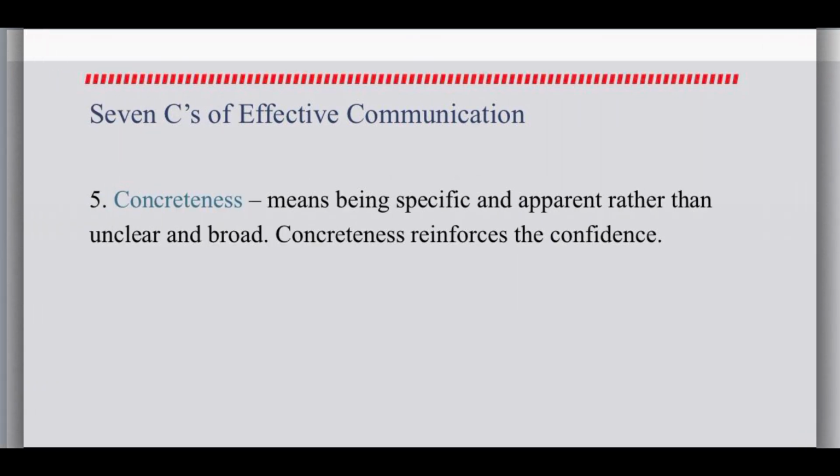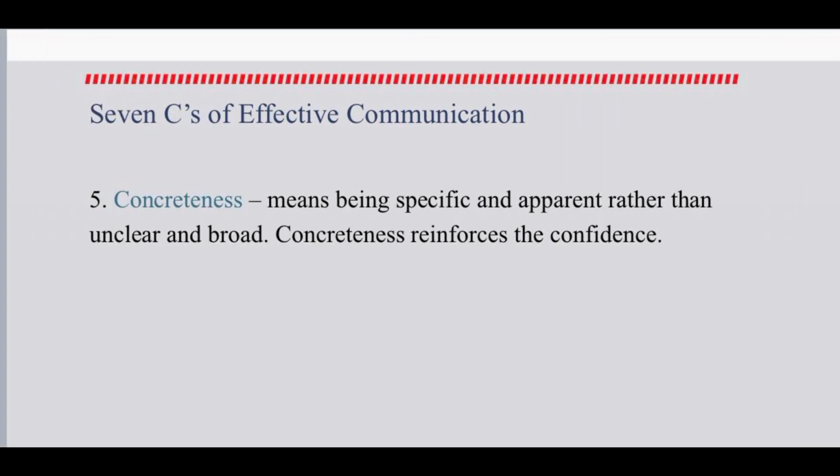And number 5 is concreteness. For example, imong i-deliver na message naka-specific or naka-definite and facts lang gyud dapat.